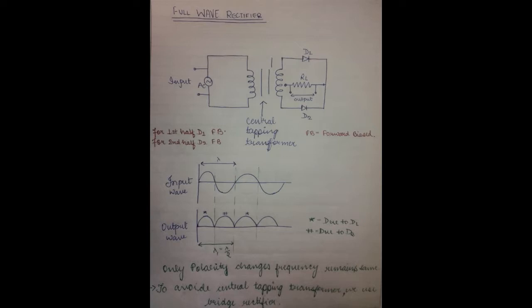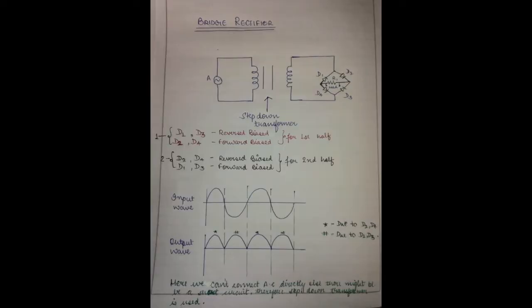Now, since D1 and D2 diodes are forward biased one by one, in both the half cycles there is current output. Therefore, even if the polarity gets changed, we will get an output, but it will be DC, direct voltage current. But the frequency here remains the same. But as it contains a center tapped transformer, so to avoid the use of center tapped transformer, we use bridge rectifier.